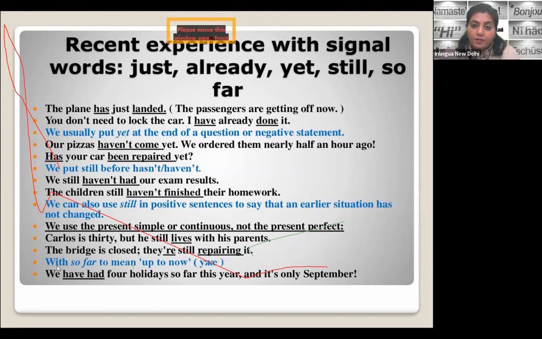Okay, let's go further. Another word that you see is so far. With so far, it means up till now. We have had 4 holidays so far this year, and it's only September. Or we can say, I have revised 4 chapters so far. So far means till now. I have seen 20 places in Delhi so far. So whatever you have completed till now, or whatever action you have done till now, you can use so far.